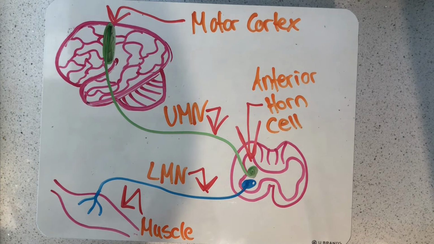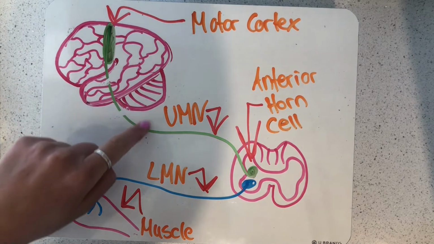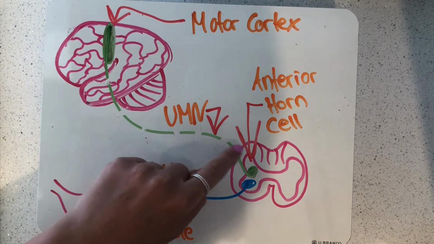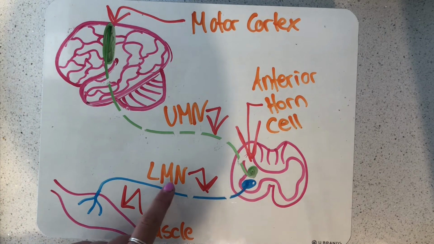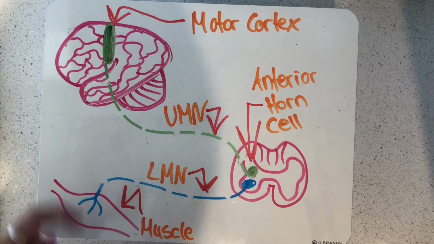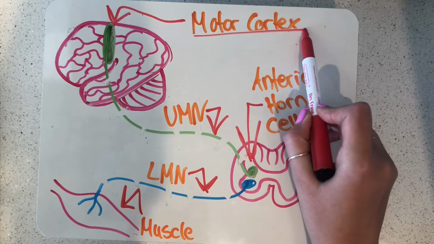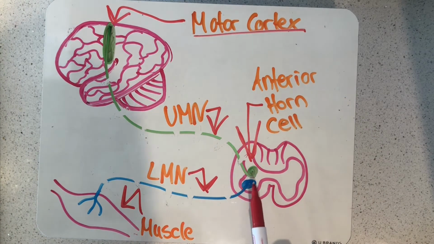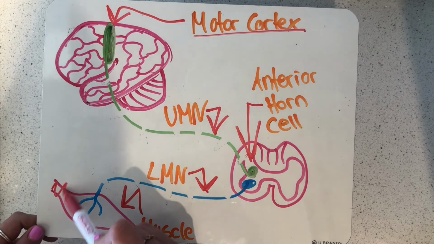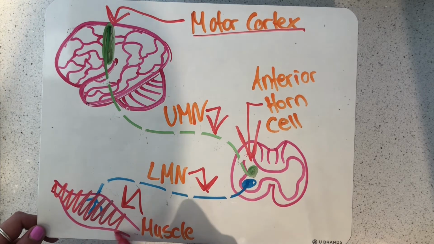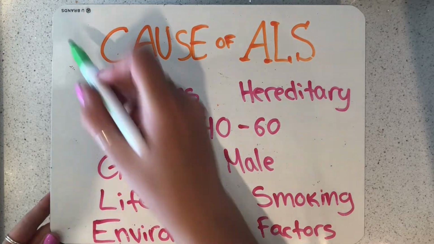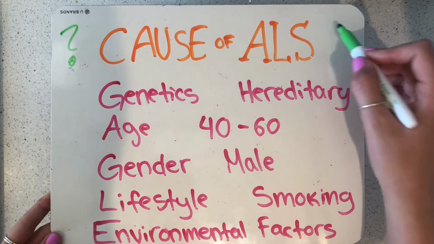However, with ALS, there is a deterioration of the upper motor neurons and the lower motor neurons. This means that neural impulses cannot carry from the motor cortex down to the spinal cord and there to the muscle. This means that the muscles become atrophied or weakened. The cause of ALS is currently unknown.